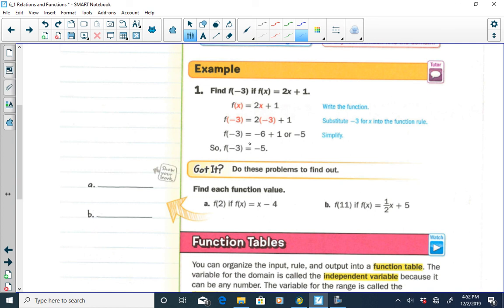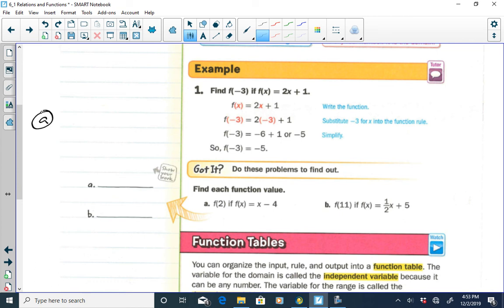So we're saying that this function, f of x is equal to 2x plus 1. F of negative 3 is the value of that function when the input's negative 3. So the value of that function when the input's negative 3 is going to be negative 5. Alright, so let's take a look at these two examples. Find the value of each function, right?